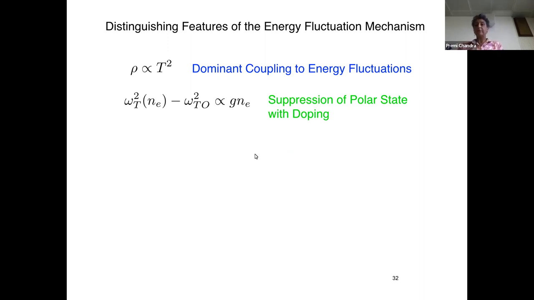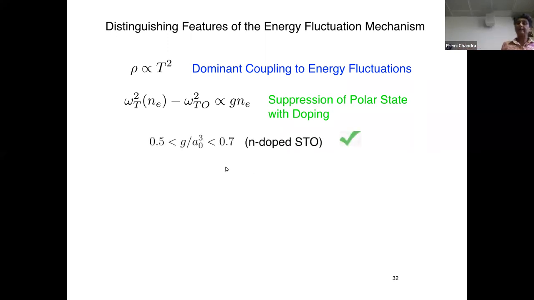Then the suppression of the polar state with doping. And with N-doped strontium titanate, something we're happy about is that the couplings that we use, the couplings that Abhishek and Dimitri used for the transport, the coupling that was used many years ago by Jonah and Chirani, and the coupling we used to fit to strontium titanate are all within the same ballpark.